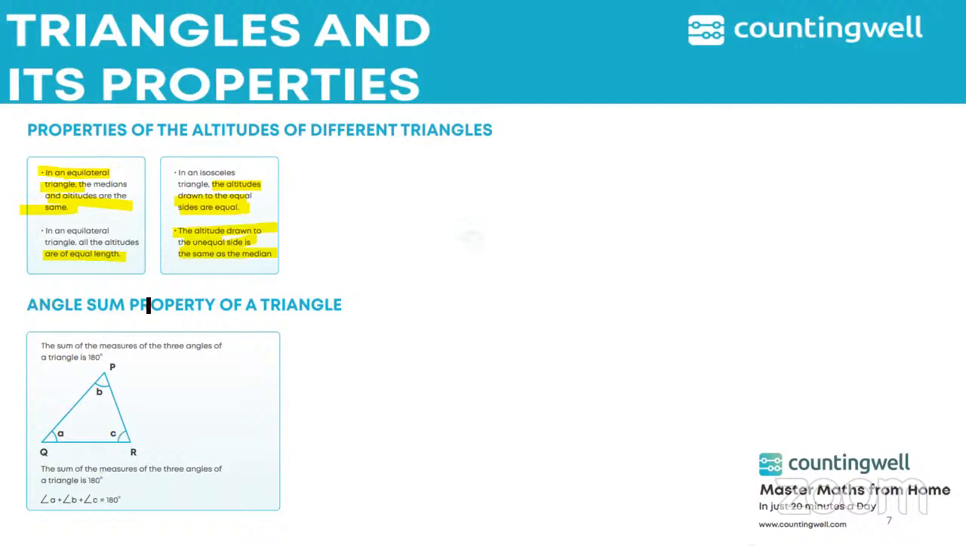Now let us see what is the angle sum property of a triangle. It says that the sum of the measures of all the three angles of a triangle is 180 degrees. Here, all the three angles of a triangle means the interior angles of the triangle. So here you can see the angles ABC. So for any triangle, the sum of the measures of its interior angles is 180 degrees. So we have angle A plus angle B plus angle C equals 180 degrees.